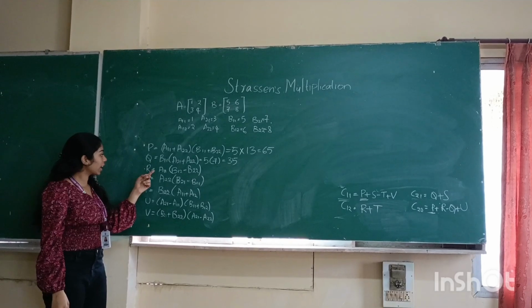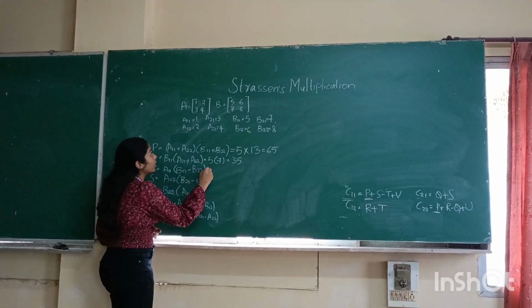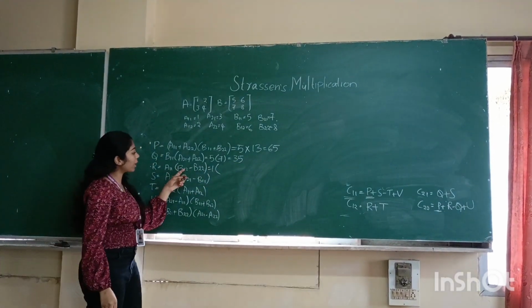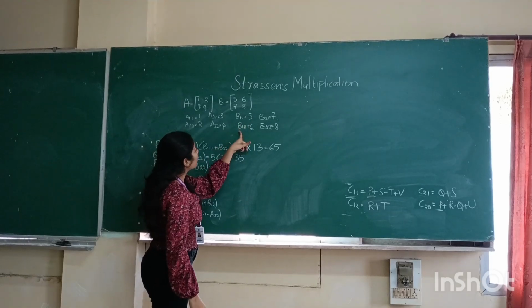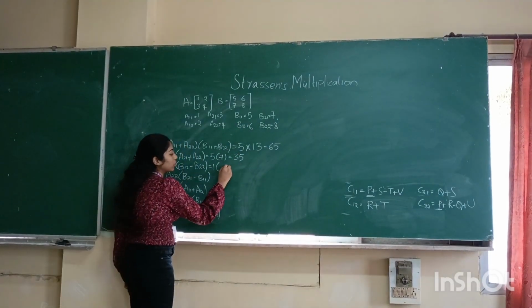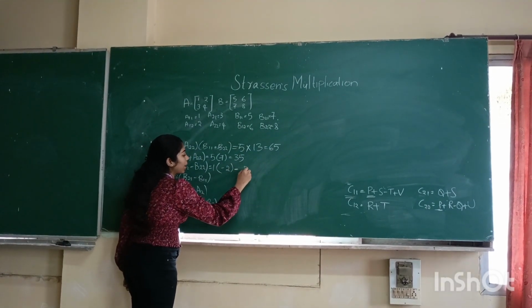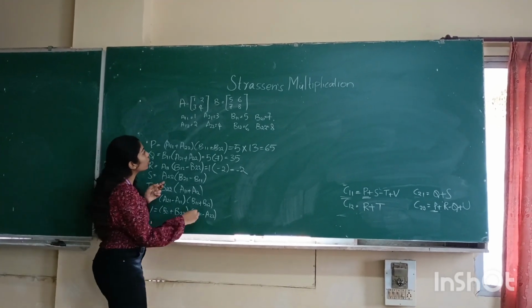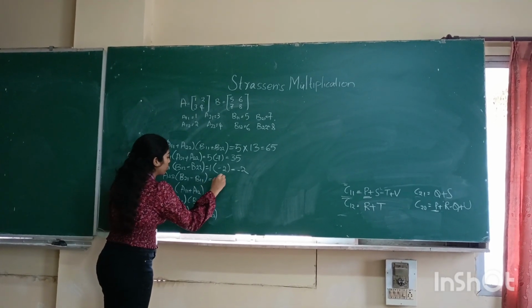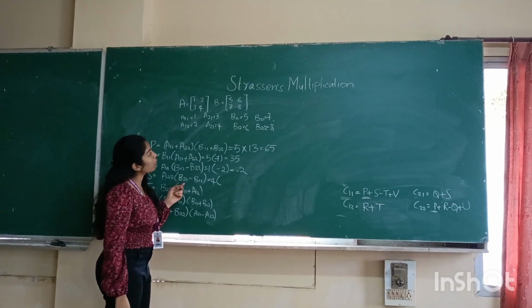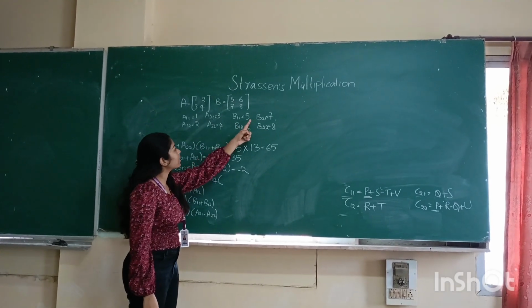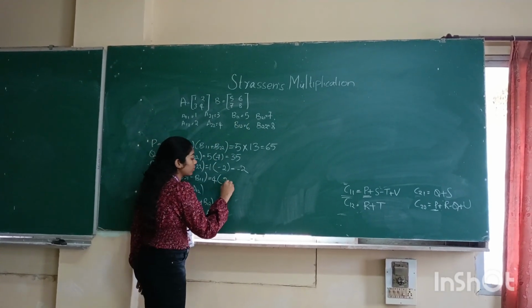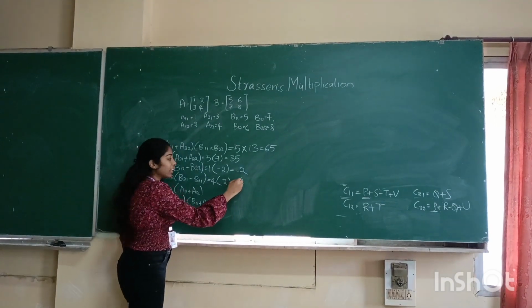Coming to R, A11. A11 is 1 into B12 minus B22. B12 minus B22 is minus 2. So the final value will be minus 2 for R. So coming to S, S will be A22. A22 is 4 into B21 minus B11. B21 minus B11 is 2. So the value of S is 8.